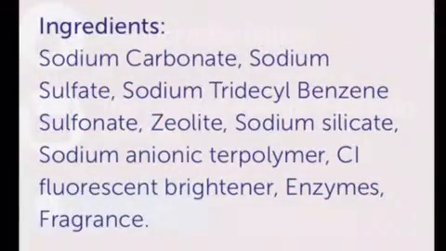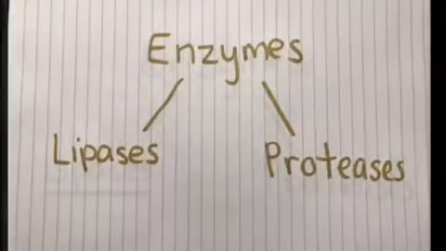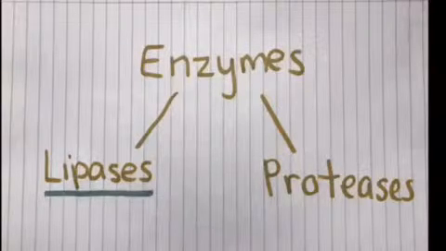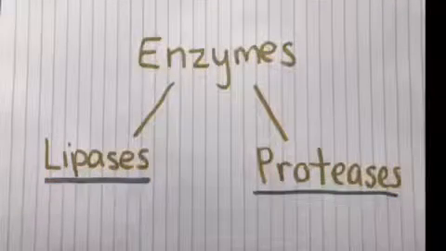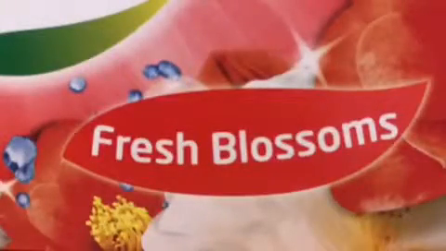The final two ingredients, enzymes and fragrance, are fairly vague, but upon further research, the enzymes are broken into two groups, lipases and proteases. Lipases serve to break down the oils and fats found in the dirt on clothing, and proteases serve to break down the protein chains. The fragrances used in Fab laundry detergent could not be found on their website.